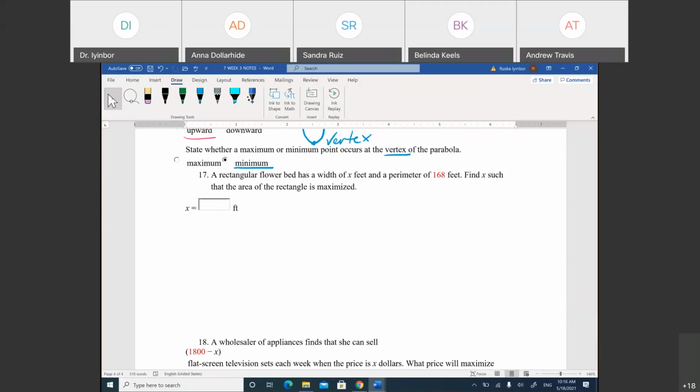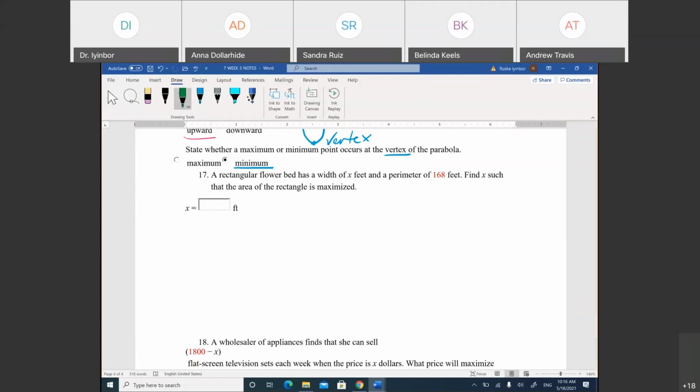So if the parabola opens up, if the number in front of the square is positive, it's going to have a minimum. If the quadratic function opens down, which means the number in front of the square is negative, it's going to have a maximum, okay? So let's do number 17. Number 17, we have a rectangular flower bed.